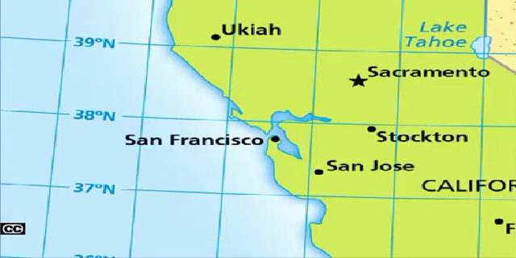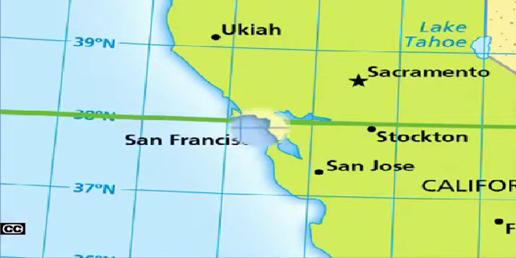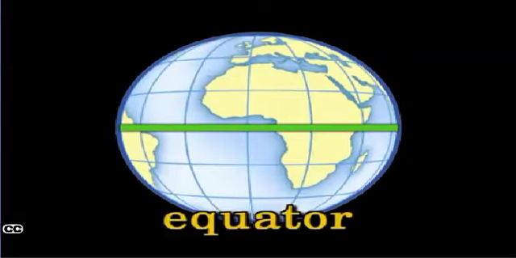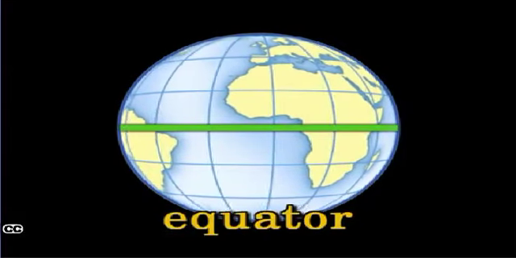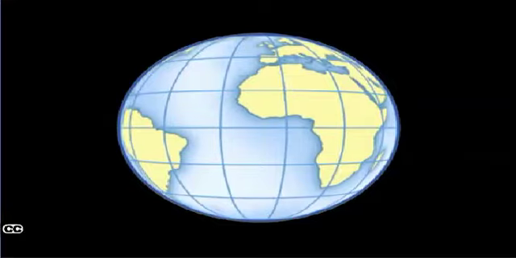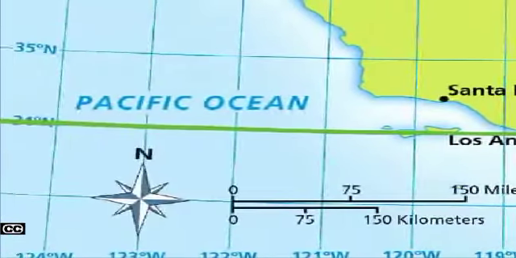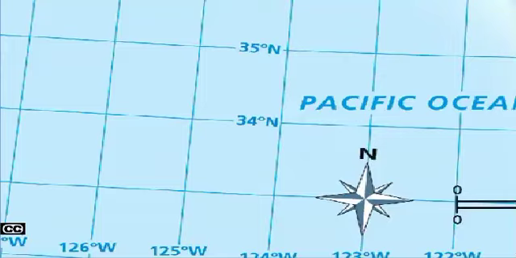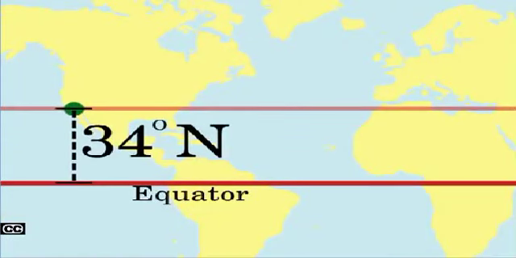The absolute location of a place is defined partly by its degree of latitude, north or south of the equator. The equator is the line of latitude that goes around the middle of Earth. This is how we measure points of latitude. For example, Los Angeles' latitude is about 34 degrees north. That is 34 degrees north of the equator.